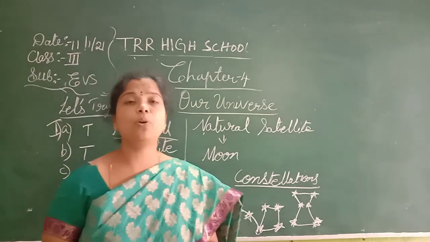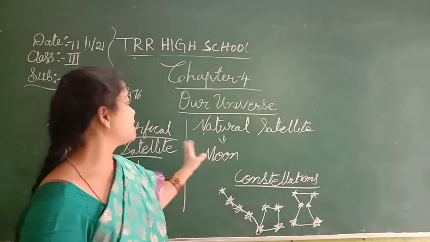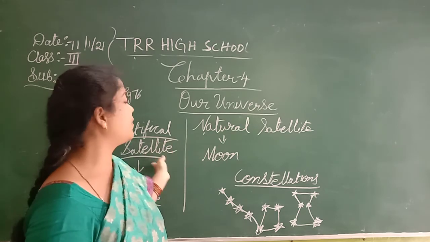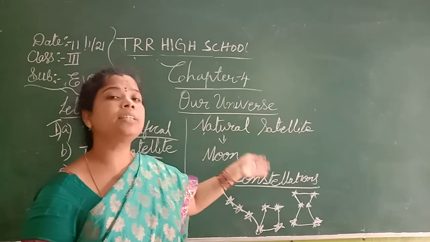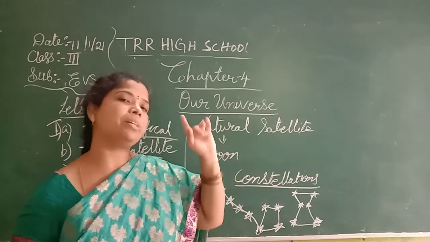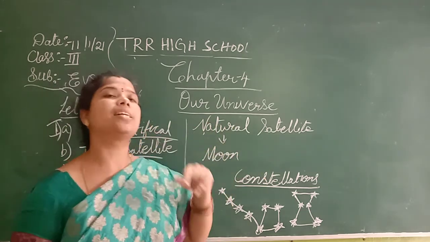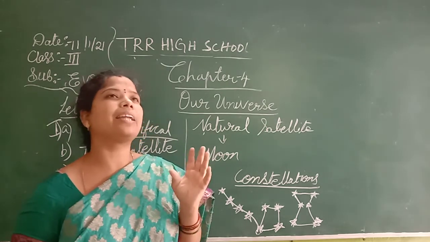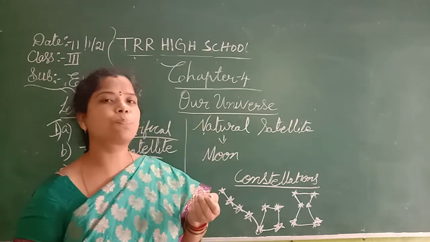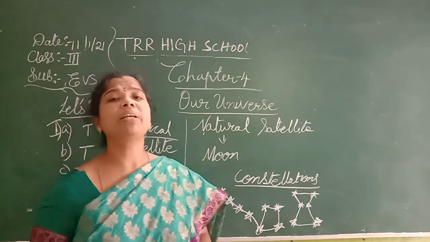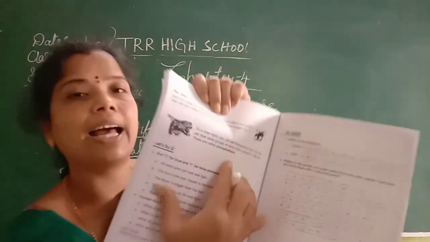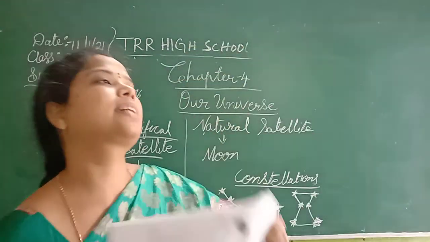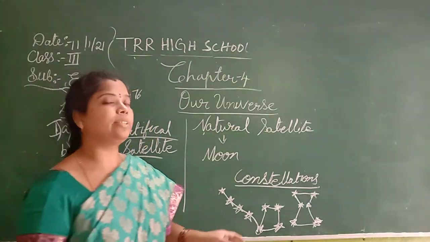I hope you understood what a natural satellite and an artificial satellite are, and what constellations are. A constellation is nothing but stars forming a pattern. Pattern means some design. If you observe the sky, you will find something like a teddy bear, a spoon, a frog. Even the bear, you can find like this in the sky. That is called a constellation.